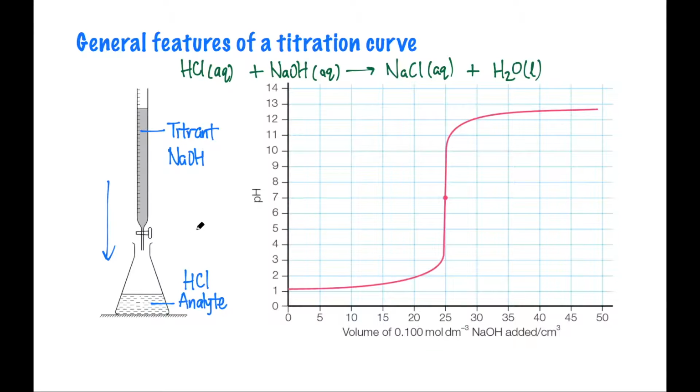So if we have a scenario whereby we do not know what the concentration here is, we can find out what the concentration of hydrochloric acid is by considering how much of sodium hydroxide we have to add for neutralization, and then we can do the back calculation.